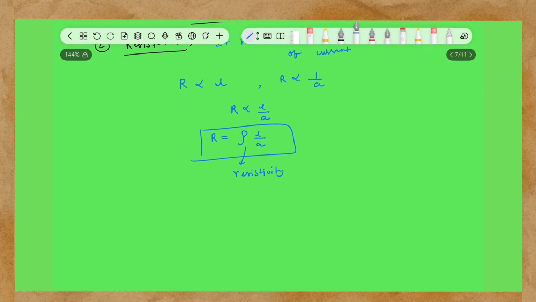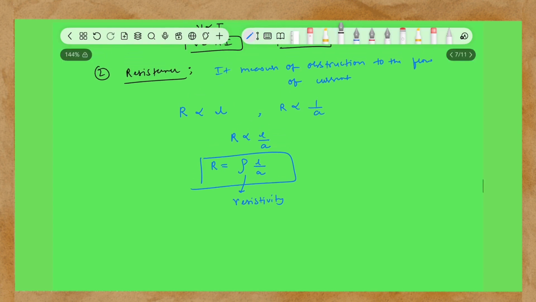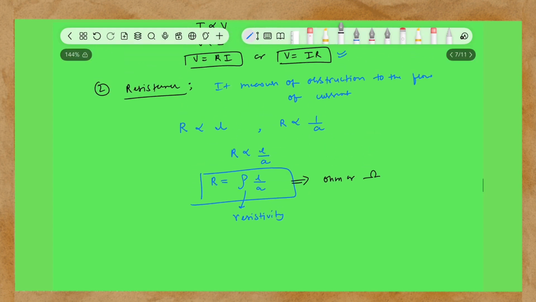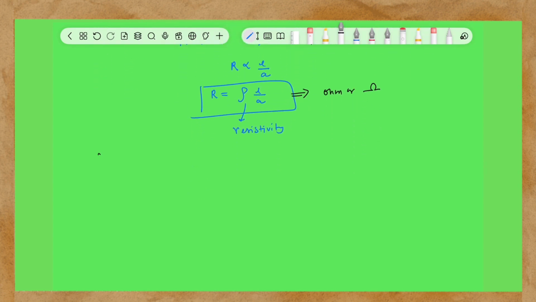So to get its unit, we know that the unit of resistance is ohm. By shortcut, we write it as ohm symbol. Now moving to the next concept, that is resistivity.